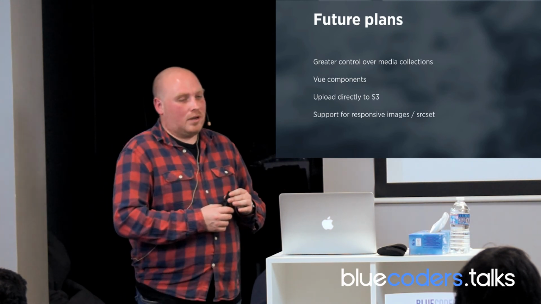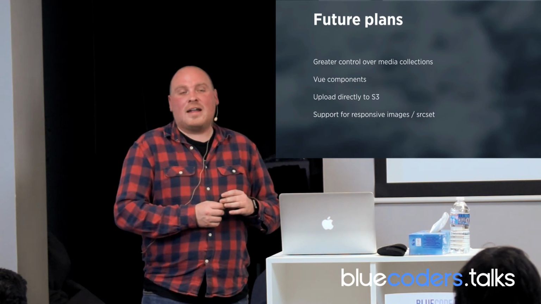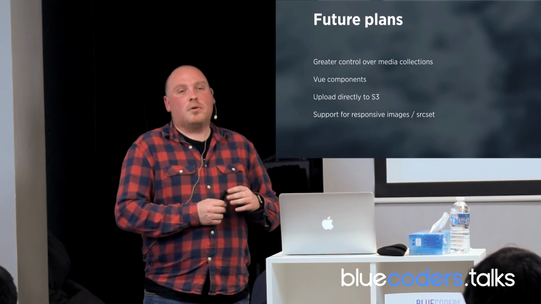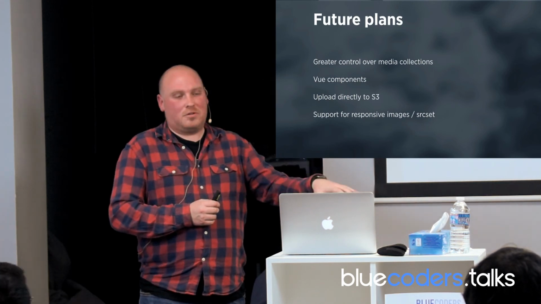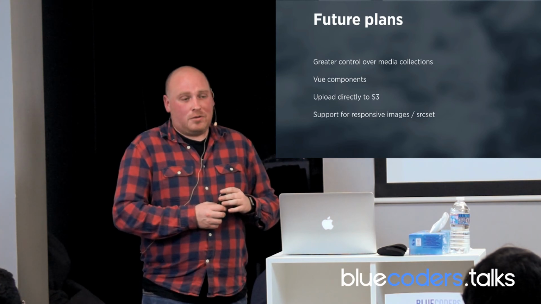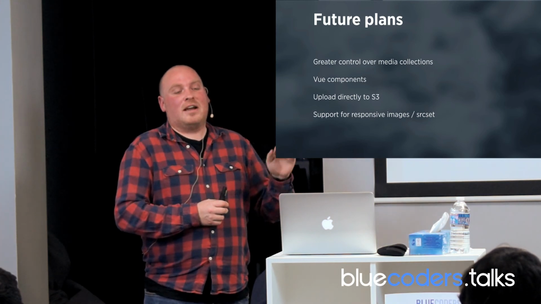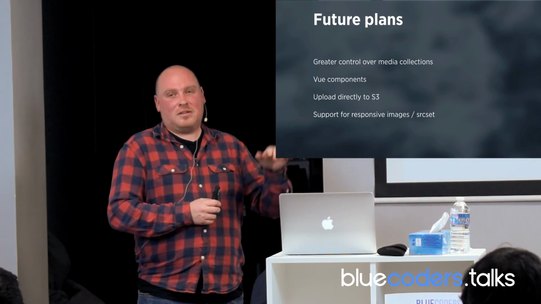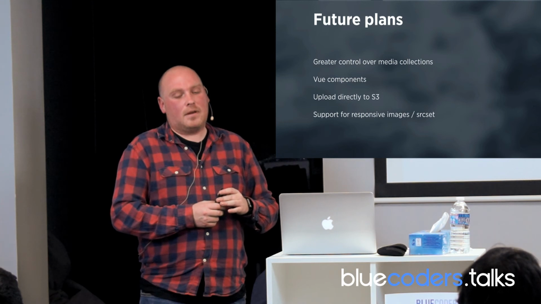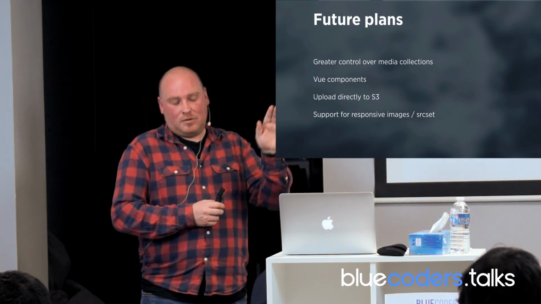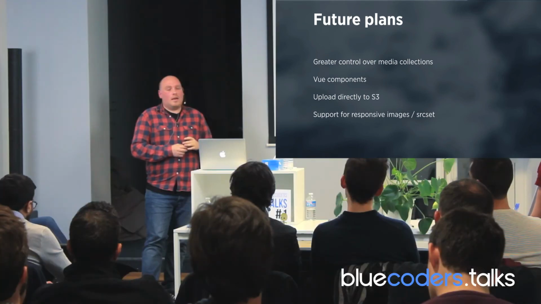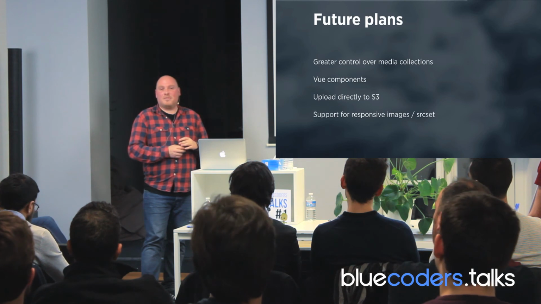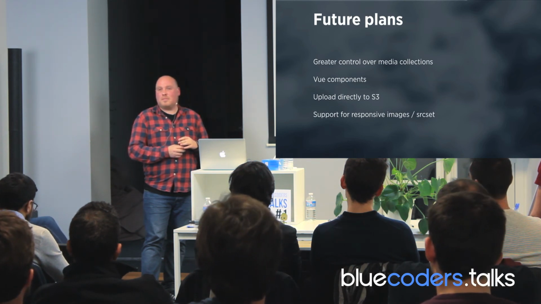But what are we going to do next? We are going to add some view components, so you can easily use those view components in your front end to upload stuff to the media library. We're also working on another cool feature to upload directly to S3, bypassing the server, for if you have very large assets, so that you don't have to upload that to your own server, but can do that to S3 itself. And there's another cool feature. We are going to add support for responsive images, for source sets, for people who know that.